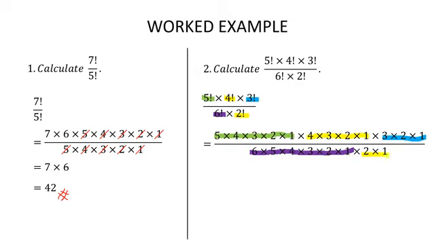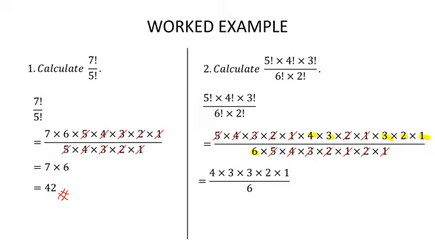Understand? After we open them, now we cancel the numbers which are the same above and below: 5, 5, 4, 4, 3, 3, 2, 2, 1, 1. And then 2, 2, and 1, 1. So what is left is this: 4, 3, 3, 2, 1, divided by 6. So when we calculate, we will get 12 for sure, inshallah.